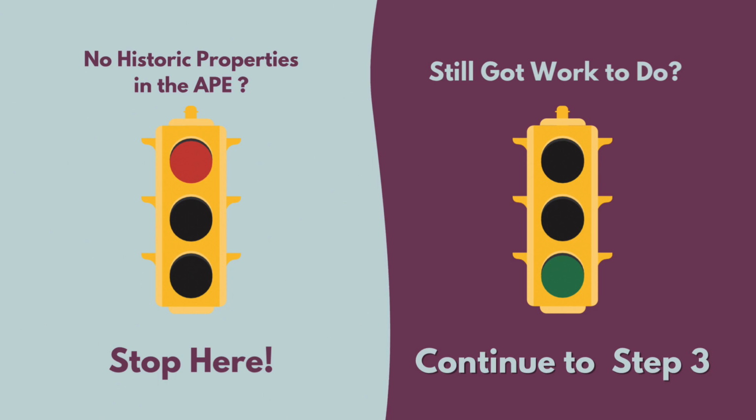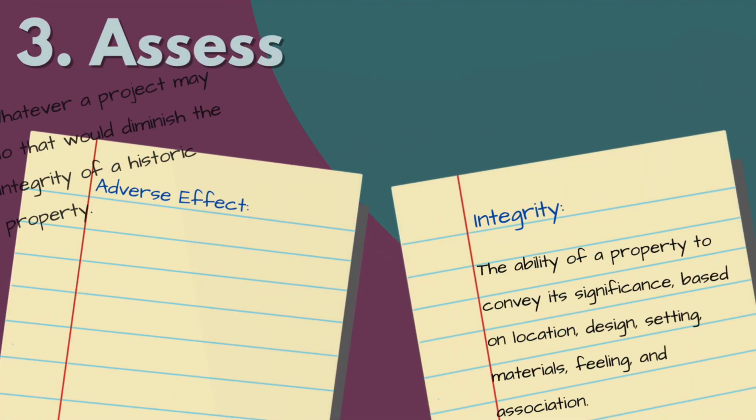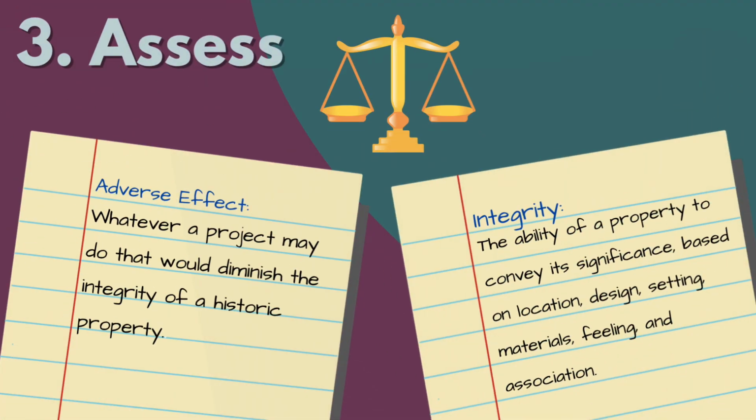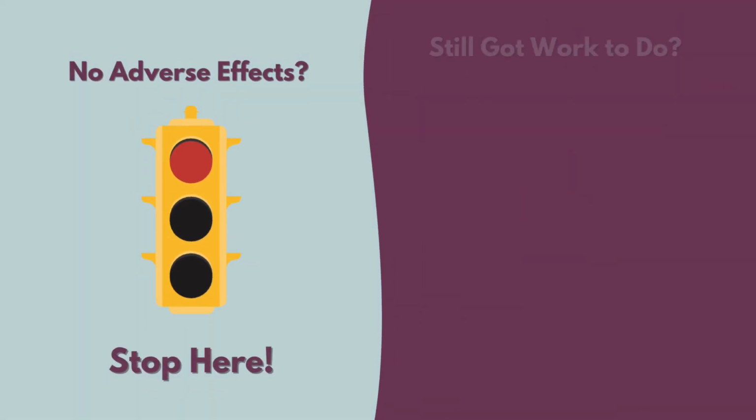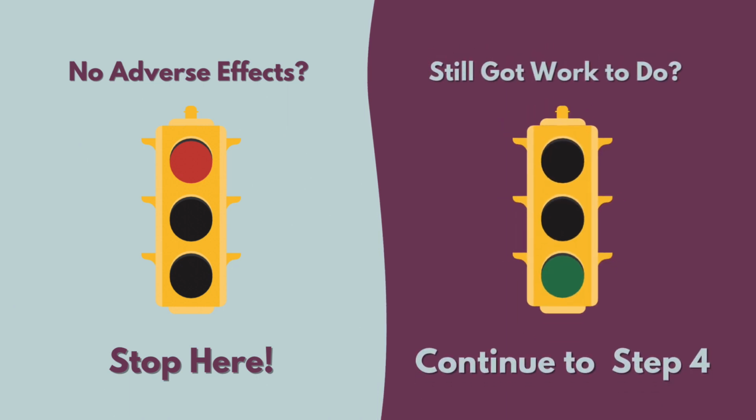Continue to step 3. The third step is to assess. Literally, it means to assess the potential adverse effects on the historic resources identified in the second step. Again, consulting parties and the public are involved in this step. No adverse effects? You're done. Adverse effects found? Continue to the last step.